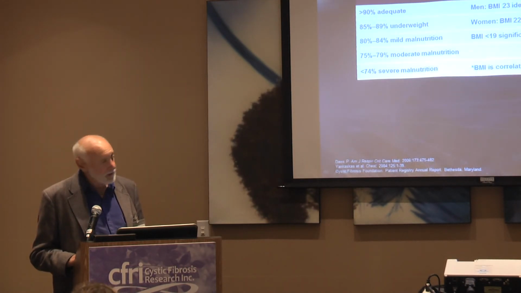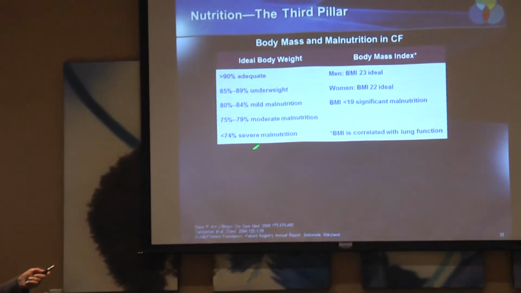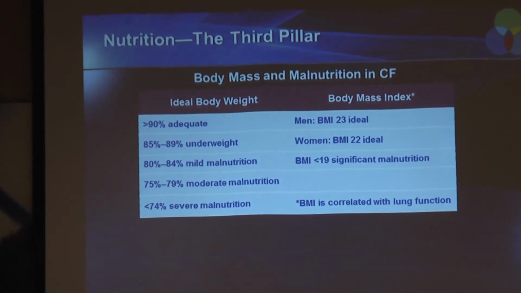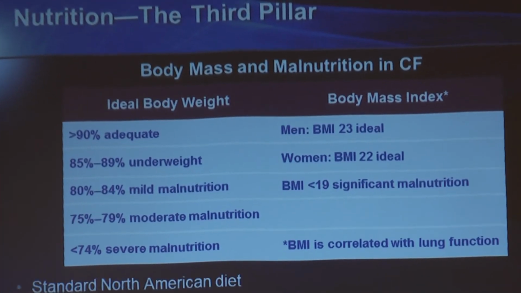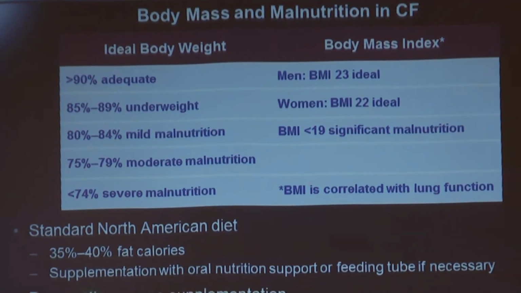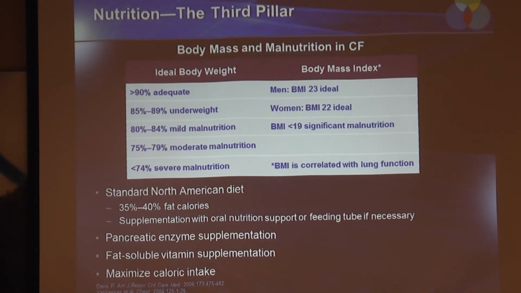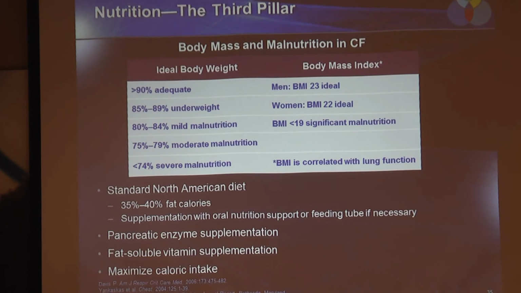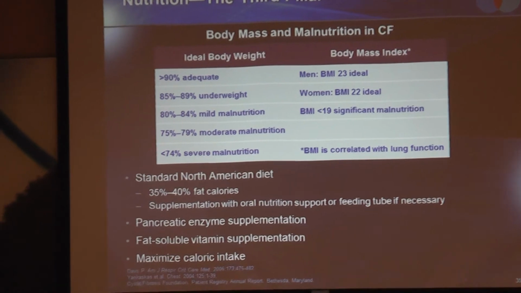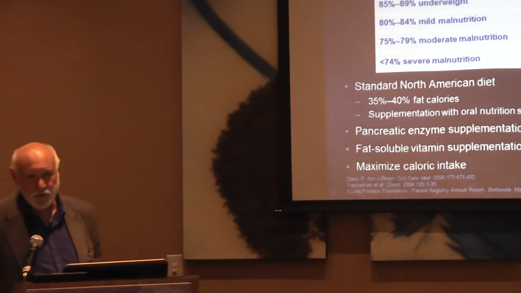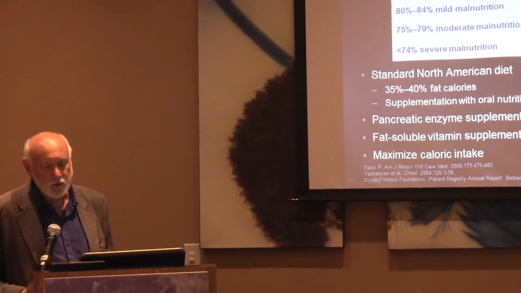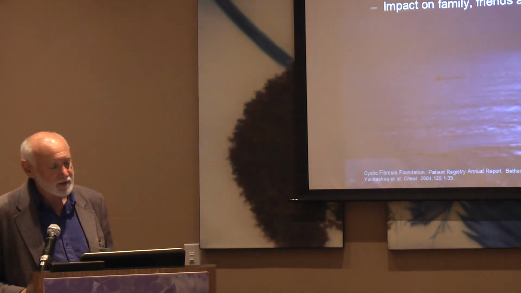Nutrition is the third pillar. And Julie talked about this. There are ways to classify by body mass index that we use. And we try and go through a very extensive process of working with each child and family to optimize their nutritional status. That was really the subject of Julie's talk, so I won't belabor that, except to say that I think the nutritionist is a key person in the care team, and I think all of you know that from your visits to the center.